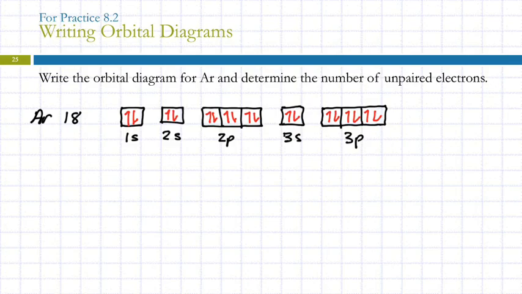We could write an electron configuration from that. The 1s has 2 electrons. 2s has 2 electrons. 2p has 6. 3s has 2. 3p has 6. How many unpaired electrons are there in argon? 0. They're all paired up. We can tell that from the orbital diagram. We don't really get that information from the electron configuration.